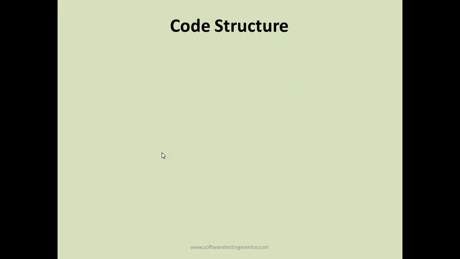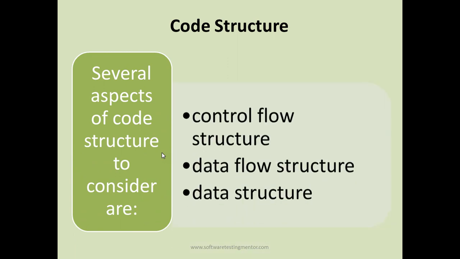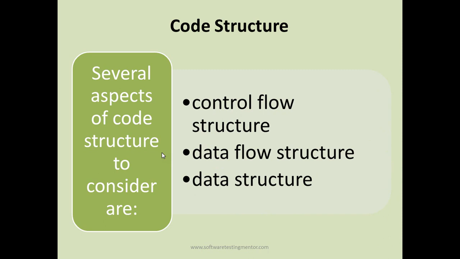Then the third feature that is provided by a static analysis tool is the code structure. It provides information about the code structure as well. Several aspects of the code structure to consider are control flow structure, data flow structure, and data structure. These are the different aspects that you need to consider: control flow, data flow, and data structure. All these aspects are provided by your static analysis tool.